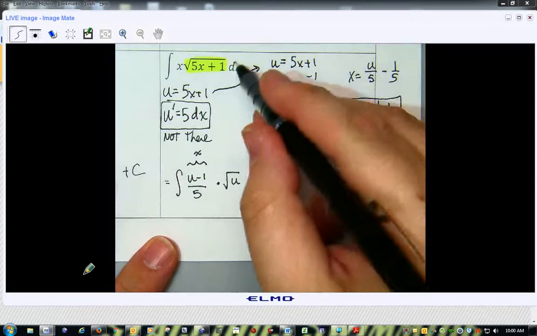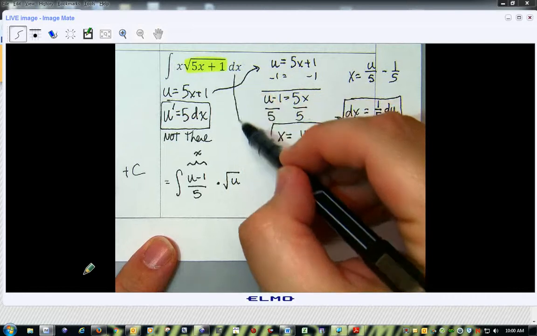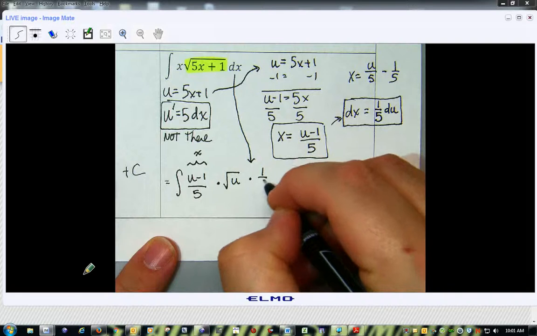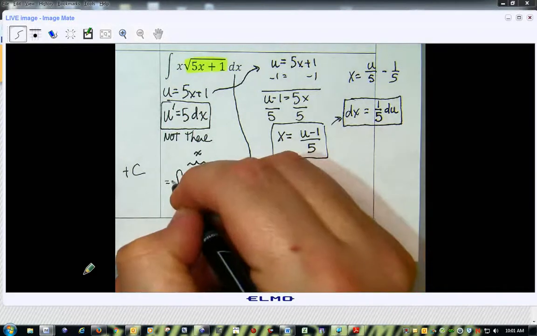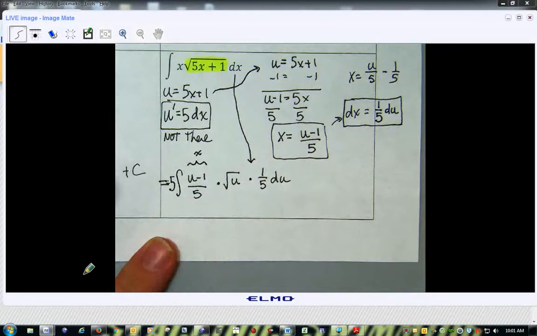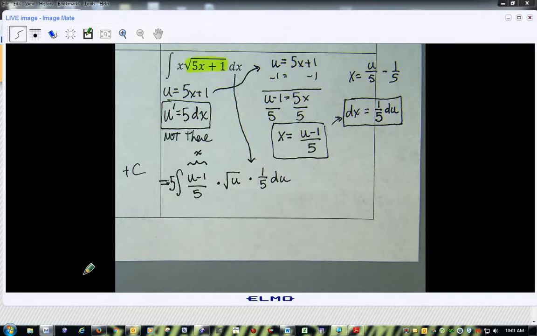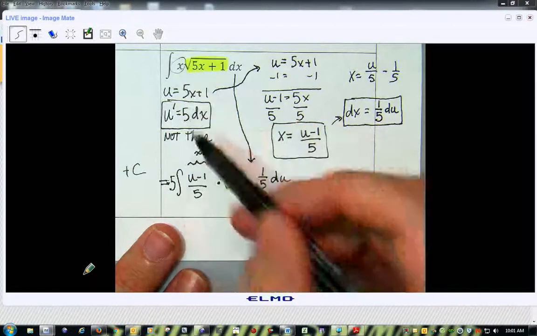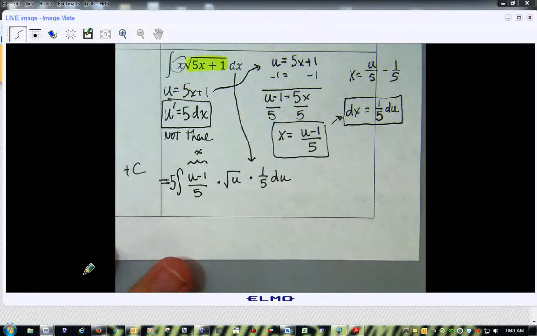So now I can take dx and say, all right, well, dx is 1/5 du. So I'll put 1/5 du and then multiply the outside by what? By 5. So yeah, this is a little bit weirder. But the idea is, once you take the derivative of u, it isn't what you need, and it's usually in these cases where you have an x times the square root of something. That's the big type of problem that you'll see with this.